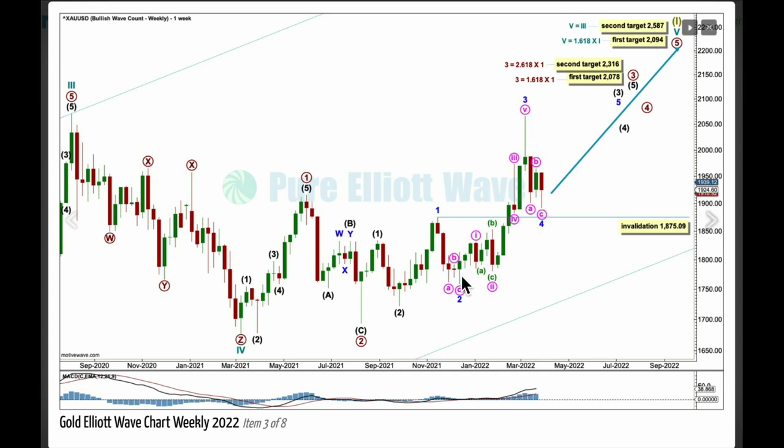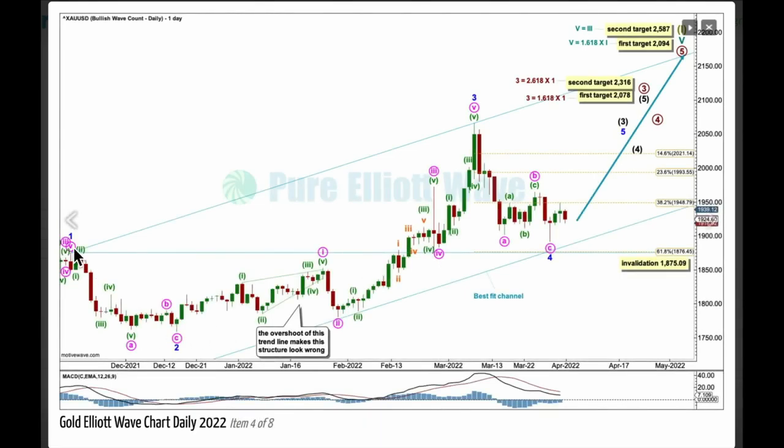At the daily chart level, this low here is minor 2, and here's minor 1, 2, 3, 4. Now we need minor 5 to complete intermediate 3. Minor 4 should be over here. There's virtually no room left for it to move into. If we see a new low below 1875.09, this wave count, as I have it labelled at the daily chart level, will be invalid.